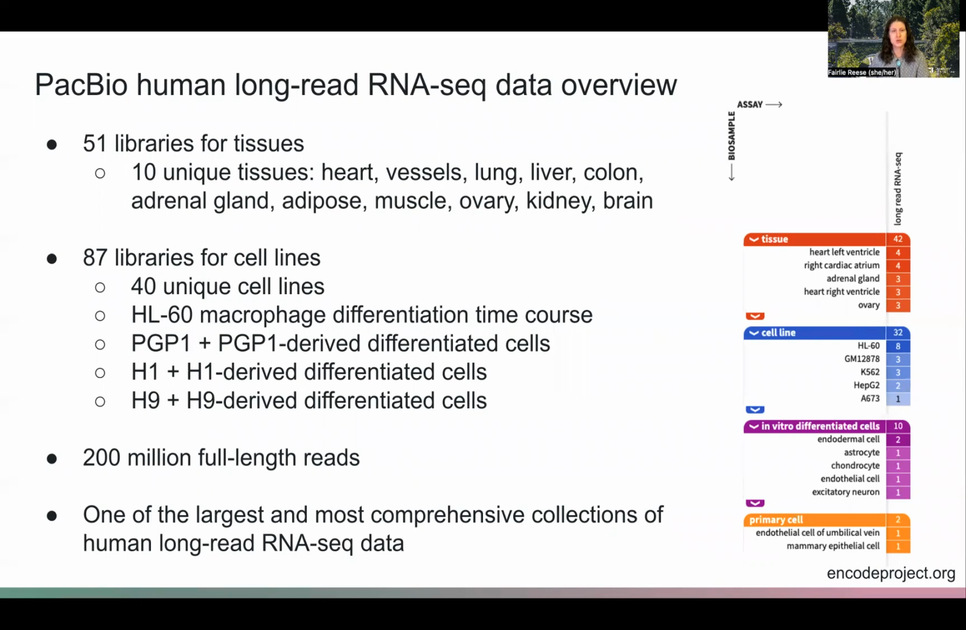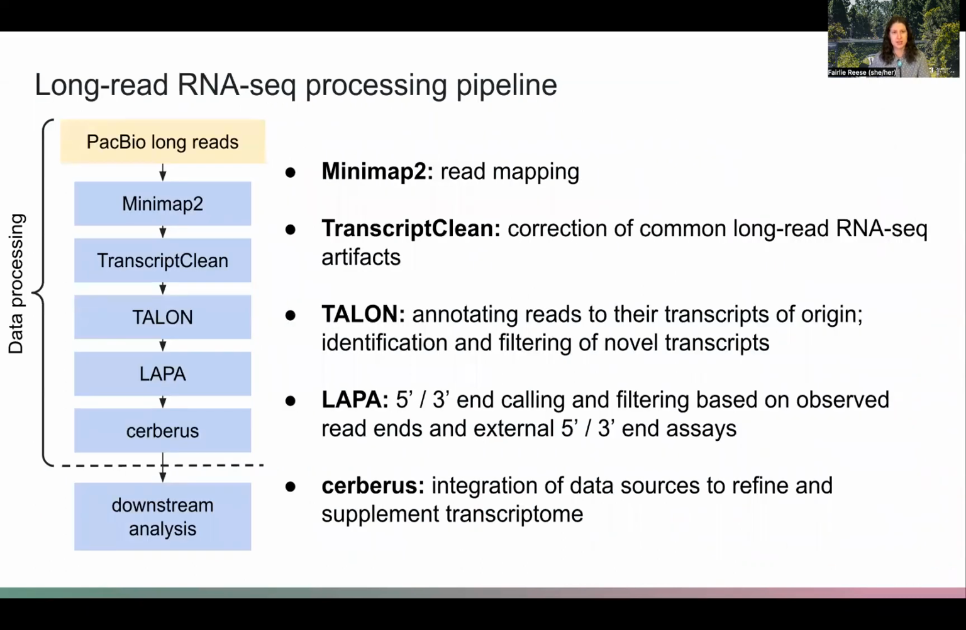So first, a brief overview of how we process this data, starting from full-length non-chimeric PacBio reads. First, we map our reads, and then we correct common long-read RNA sequencing artifacts, such as microindels. Then we annotate each read to a transcript that it came from, and importantly, identify novel transcripts. Then we use a new tool developed in the lab called LAPA to call 5' and 3' ends from our long reads and filter these 5' and 3' ends based on their reproducibility and external validation from other transcriptional assays such as CAGE or Rampage or PAS-seq.